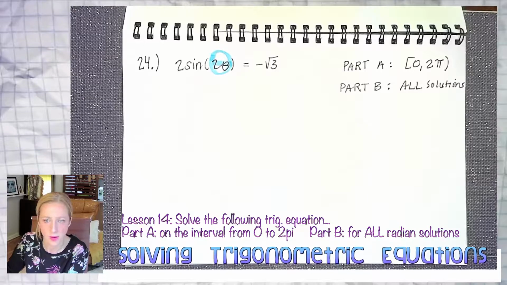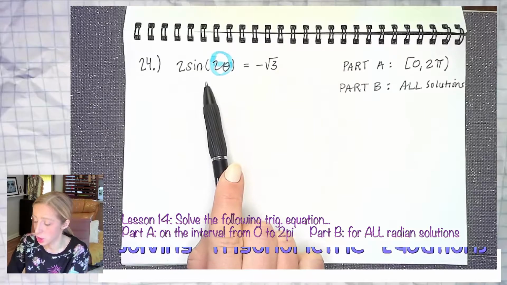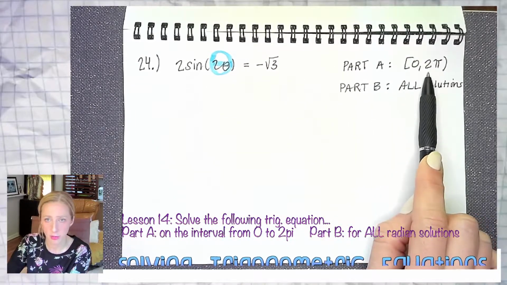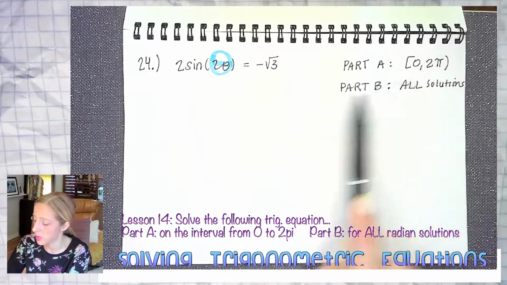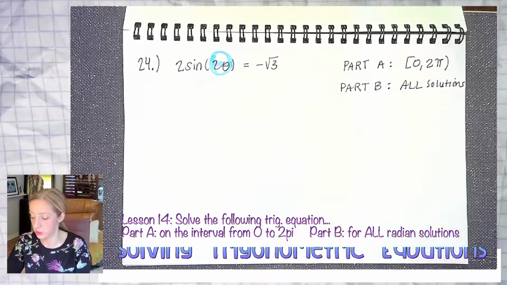Okay? So here we have an example, and we're solving this trig equation in two ways. Part A, we're solving on the interval 0 to 2 pi, so we're going to have a finite or limited number of solutions. And for part B, we're going to find all solutions, or general radian solutions.